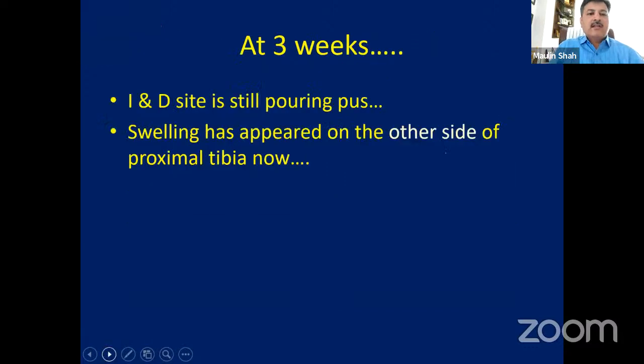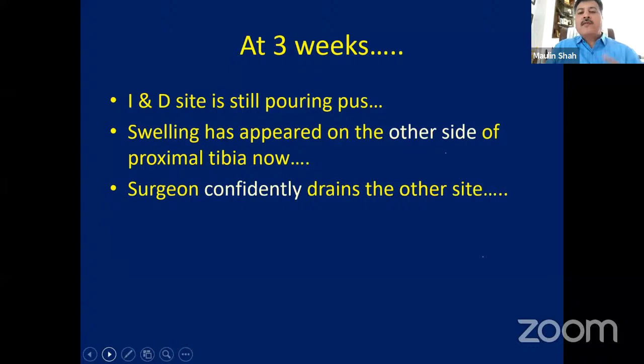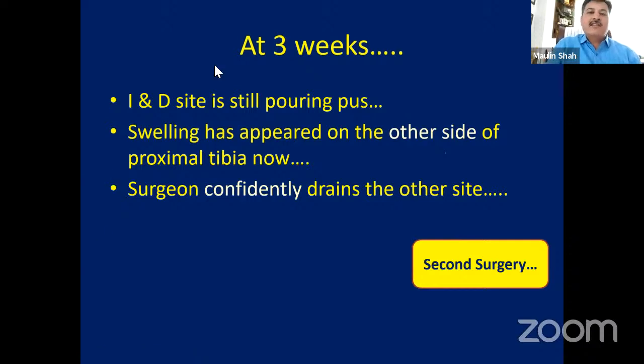So the surgeon did IND, but the IND site is still pouring pus at 3 weeks. He got confused, because usually when I do IND, in 2-3 days the pus stops coming out. But on this side, for 1 week the pus kept on coming. And now the swelling has appeared on the other side of the proximal tibia. So he confidently drained the other side. He said there must be cellulitis on the other side, which has localized with antibiotics, so let me drain the other side. So this was the second surgery.